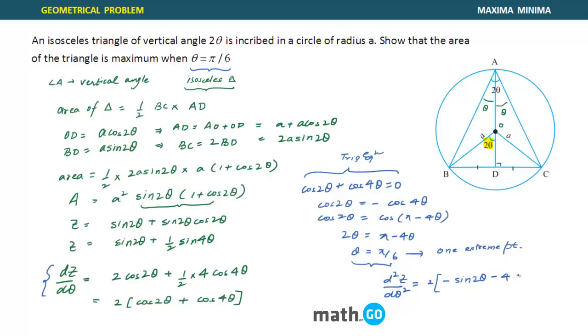minus 4 sine 4 theta. This will be the second derivative. And if you put theta equal to pi by 6 over here, obviously what value will you get? Yes, you will get a negative value. For a negative value, that means this is nothing but maxima, and hence proved. This is what you wanted to prove.